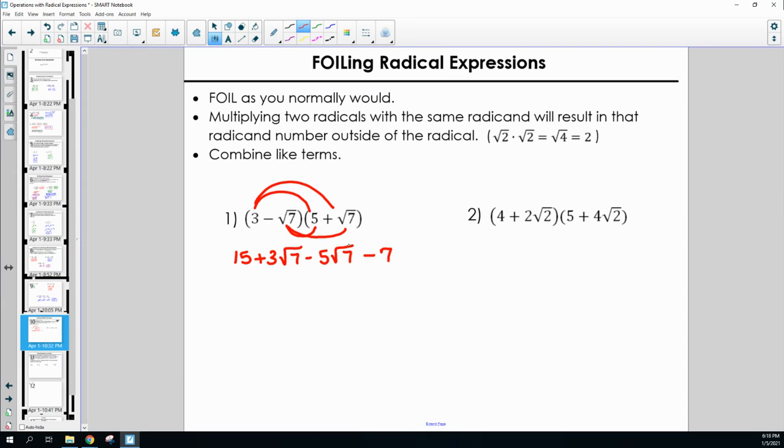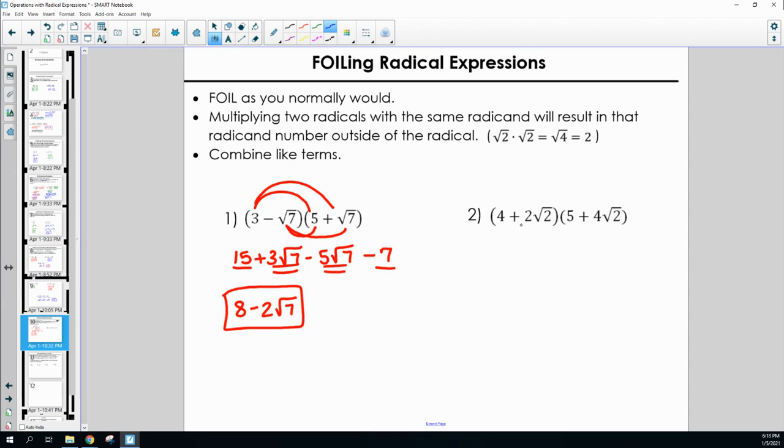So now that we have this written out, we can combine like terms. So 15 minus 7 is going to give us 8. 3 square root of 7 minus 5 square root of 7 is going to be negative 2 square root of 7. So when we write our answers like this, we want to make sure we have the number without the radical first, and then the number with the radical second.